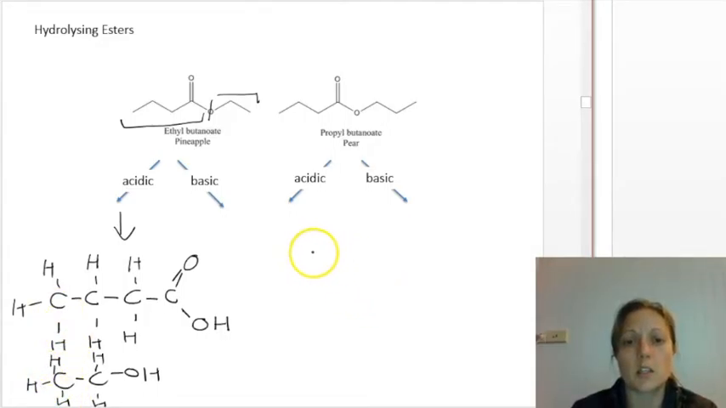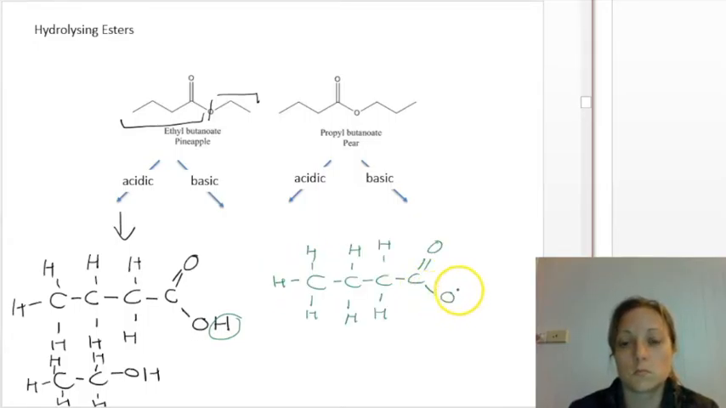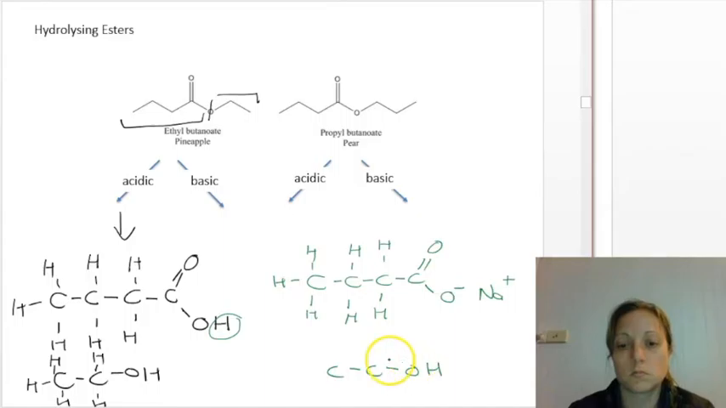Okay, so what about in basic conditions? The main difference is that instead of having the carboxylic acid, we're going to have the carboxylate salt. So we're going to end up with sodium butanoate if we're using sodium hydroxide, or if we are using a different base, then it's going to have a different metal as part of it, but we will still get that carboxylate ion. We will also get ethanol produced back because that's the alcohol.